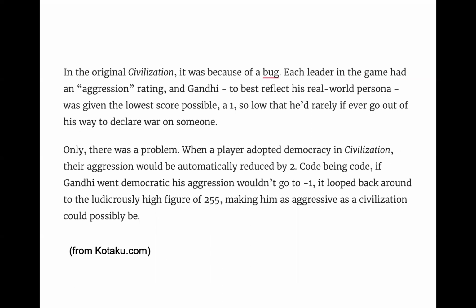And so what happened is, if you take a binary 1 and you reduce it by 2, and you use fixed length arithmetic, it goes from 1 and then decreases to 0, and then it wraps around to the largest possible value. They were using an 8-bit counter for aggression, so Gandhi's aggression wrapped around to 255, making him maximally aggressive, and then he would start throwing nukes.